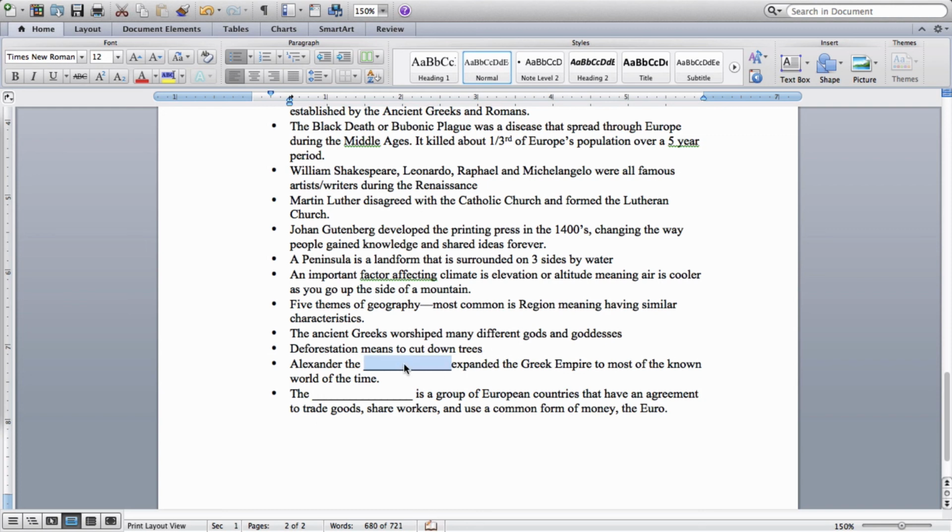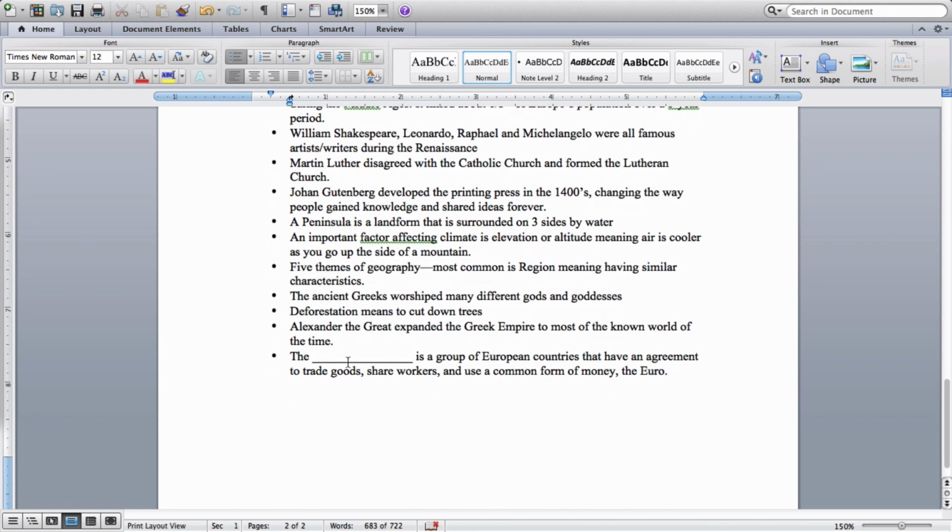Alexander the Great expanded the Greek Empire to most of the known world at the time. And finally, the blank is a group of European countries that have an agreement to trade goods, share workers, and use a common form of money, the euro. That would be the European Union.